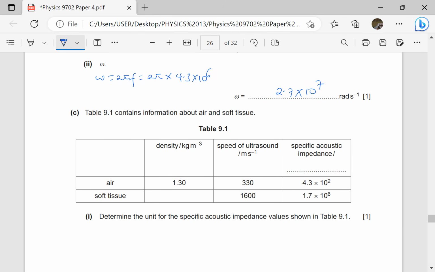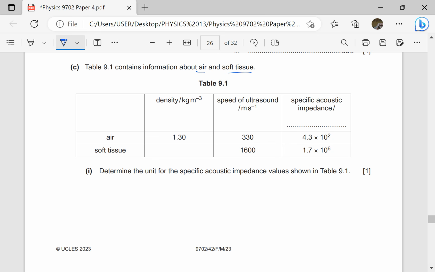Then the table 9.1 contains information about air and soft tissue. Determine the units of specific acoustic impedance. We know that specific acoustic impedance Z is the product of the density and the speed of the ultrasound in that medium.